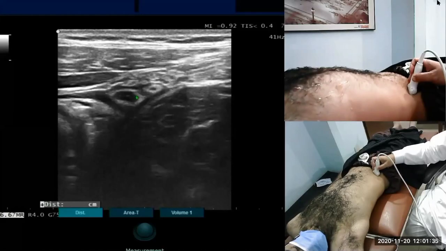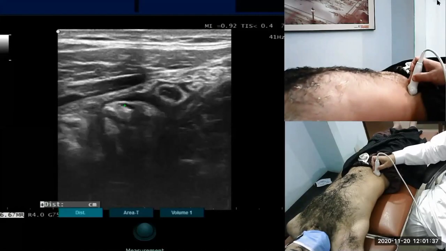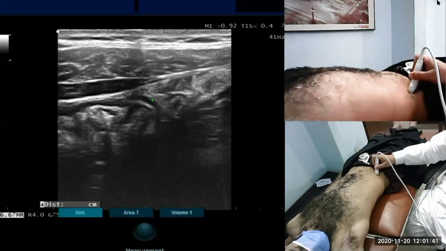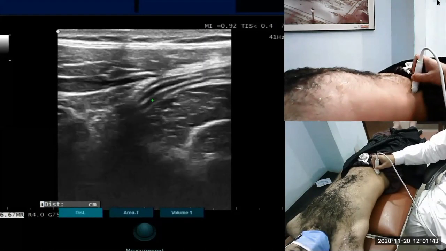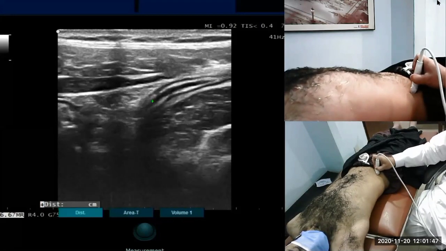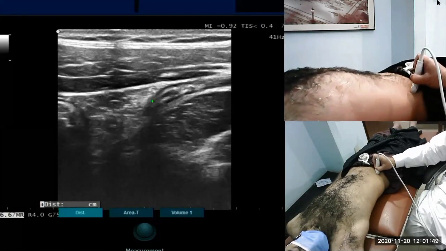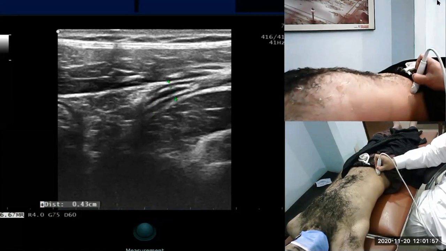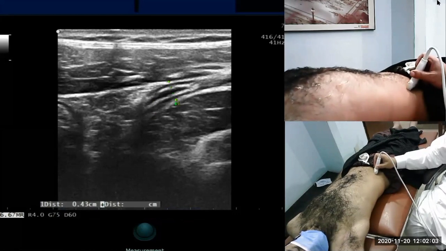See the appendix going in here. So this appendix is around 5 millimeter in diameter. So let's see, from serosa to serosa, it is 4.3. So this is normal.